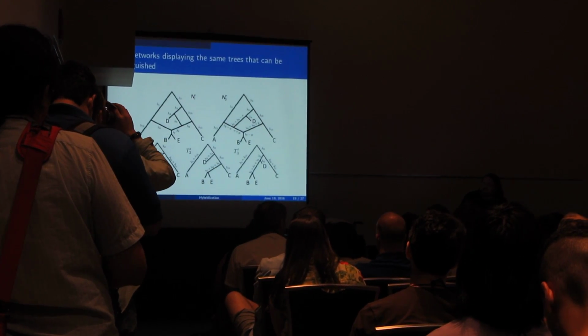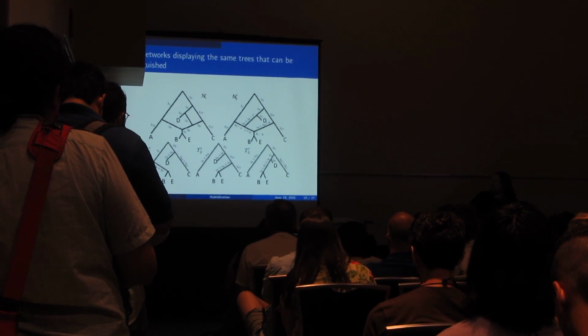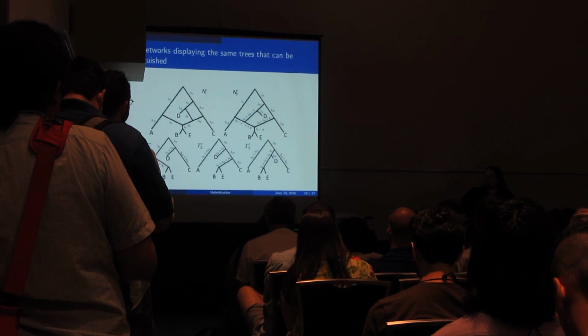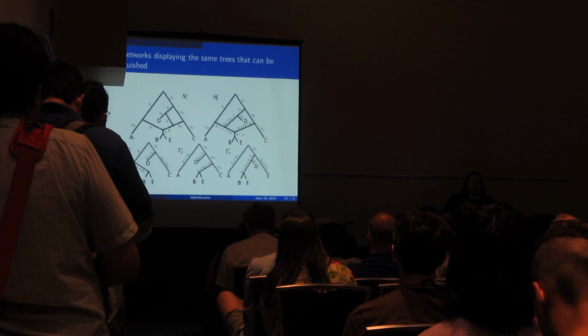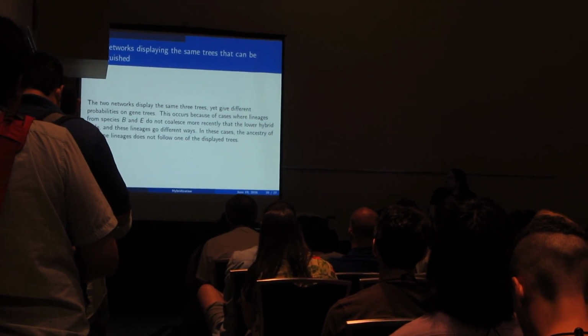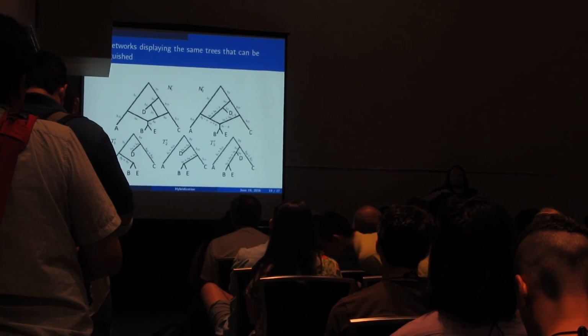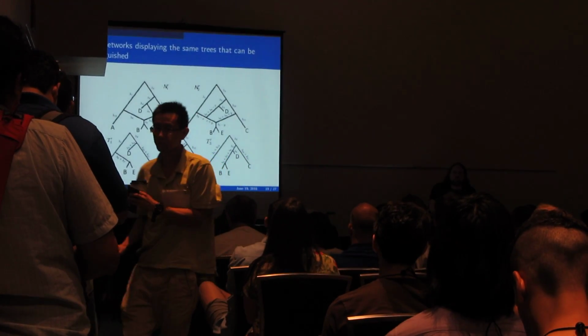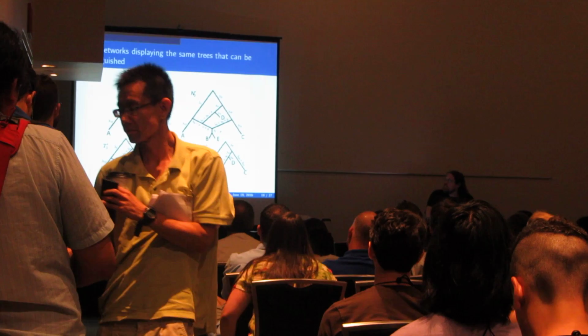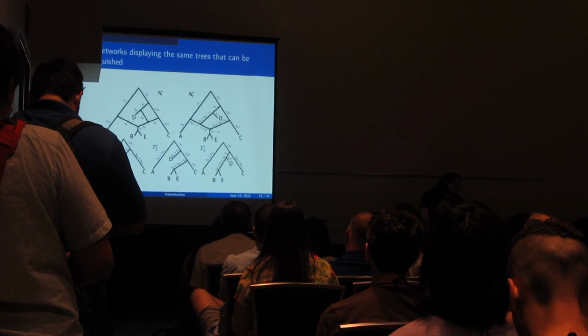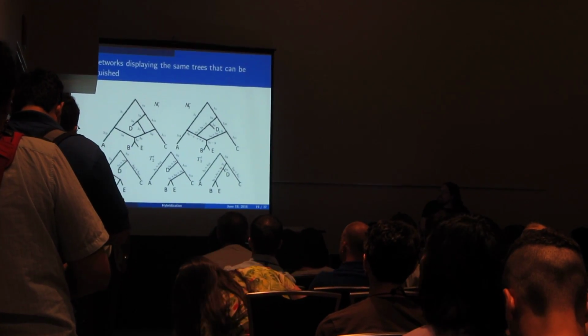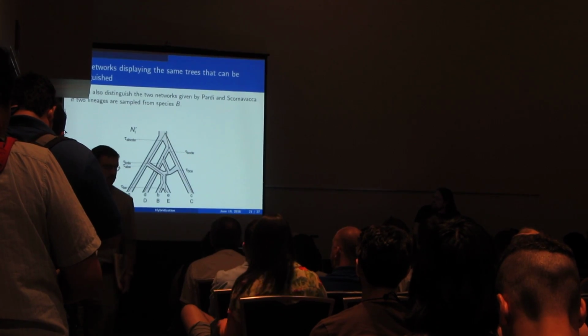Okay, and it's crucial to the example, to make them distinguishable, that you have two lineages entering that hybrid node. And that can happen either because of the hybrid population subsequently dividing, or we could have just sampled two lineages from species B, and that would have worked as well.